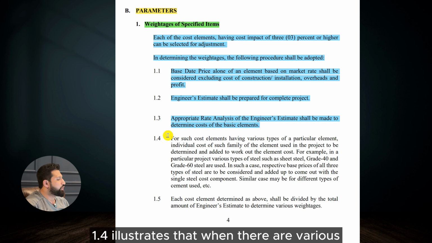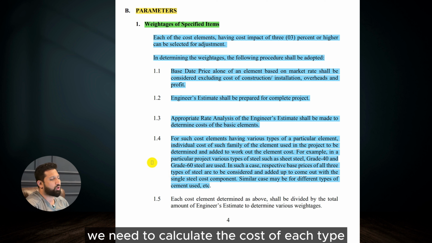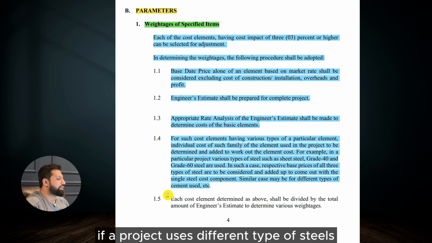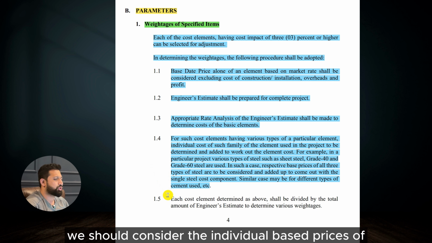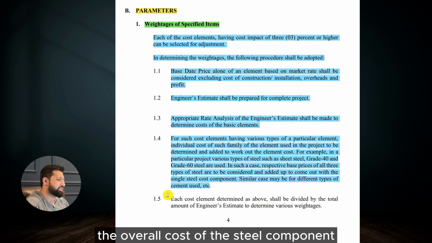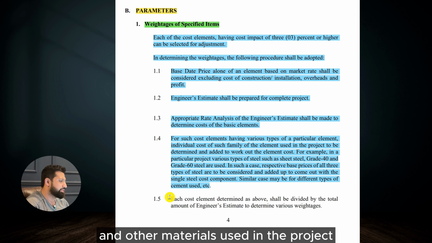components. 1.4 illustrates that when there are various variations of a particular component used in the project, we need to calculate the cost of each type within the component family and then sum them up. For instance, if a project uses different types of steel like sheet steel, grade 40 steel, grade 60 steel, we should consider the individual base prices of each steel type and combine them to determine the overall cost of the steel component. This approach applies similarly to different types of cement and other materials used in the project.